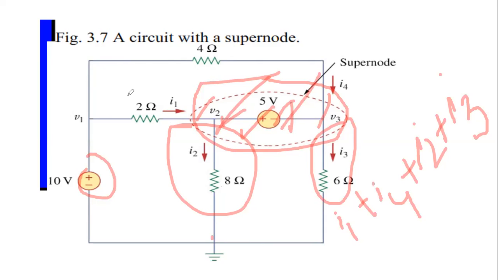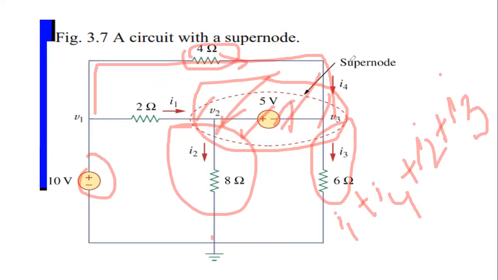Just listen here. I1 is the current between V1 and V2, and it is flowing from V1 to V2, so it flows from higher potential to lower. So V1 minus V2 by 2 will be I1. And I4 is flowing between V1 and V3. You can see this is V1 and here V3, and I4 is flowing in this branch. So I4 will be V1 minus V3 by 4, as 4 ohm is the resistance.